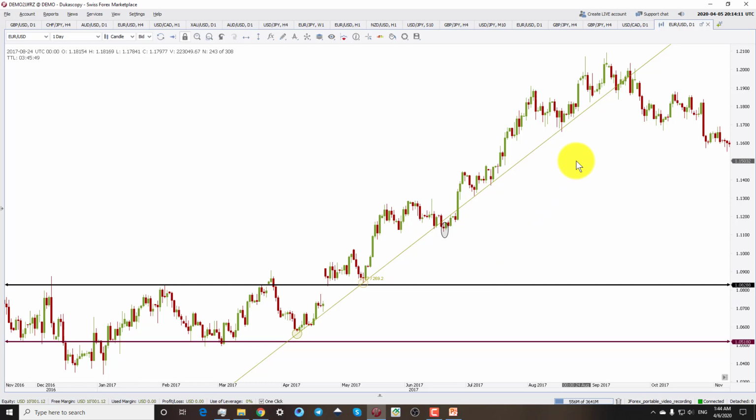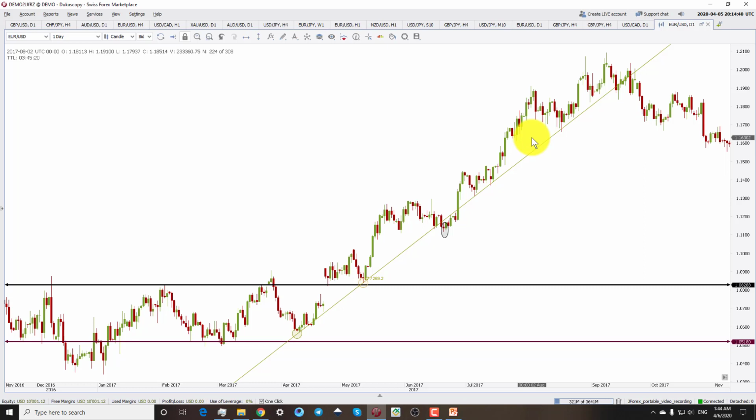Also, whenever we are making an uptrend line, the next low should be higher than the previous low. In this case, low 2 is this one, and this is the first low, so the next low should be higher than the previous low. In this regard we will be making an uptrend line.